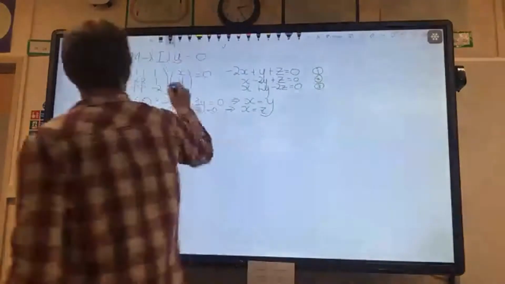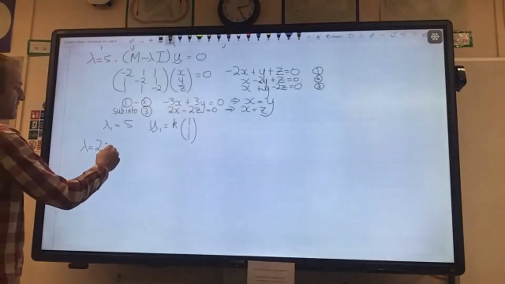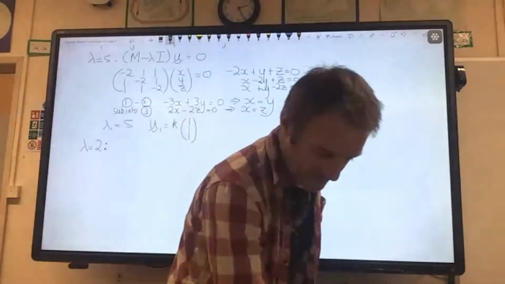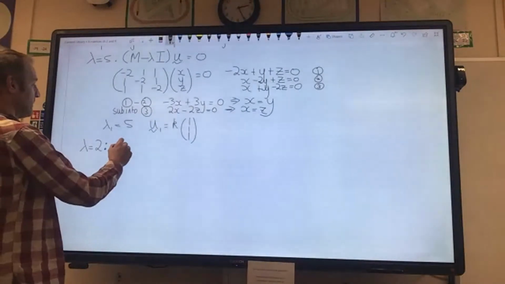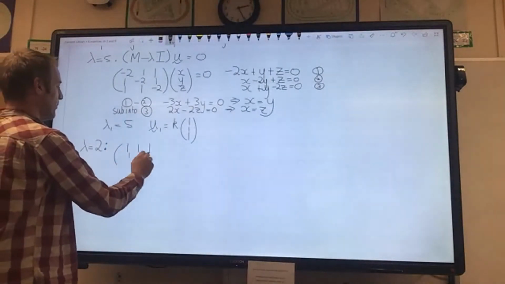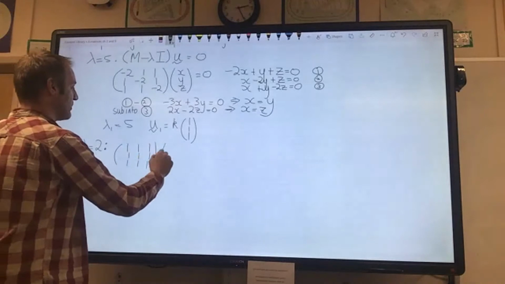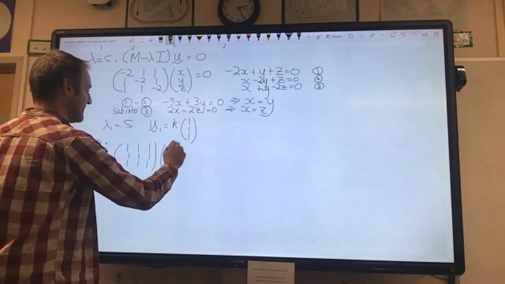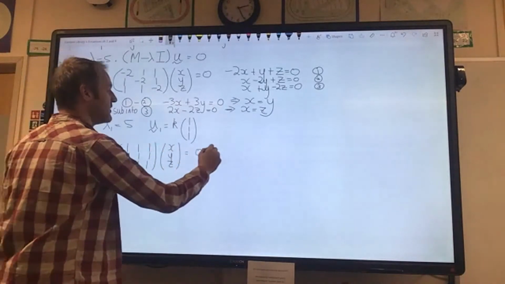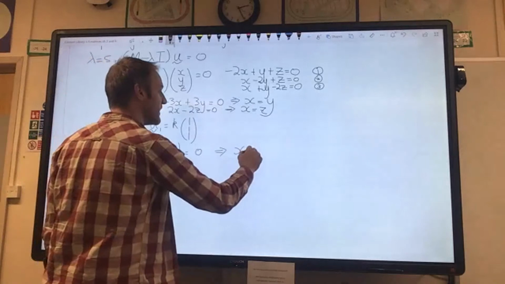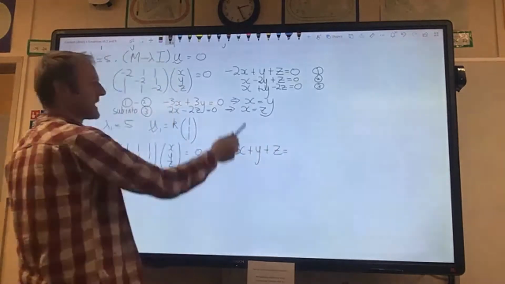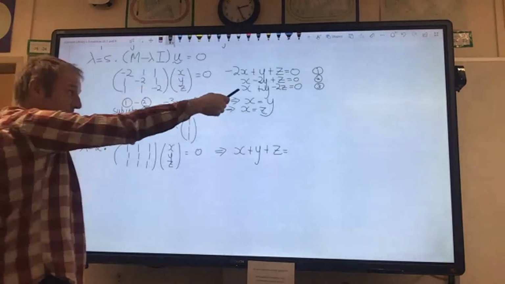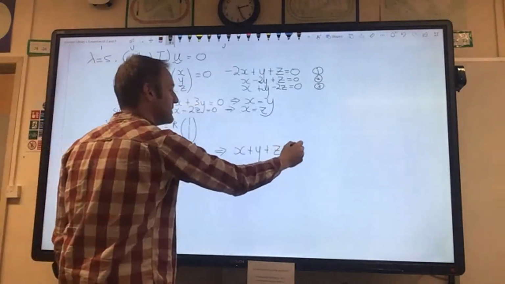Okay, so Ethan, what have you done so far then? Well, I've got the matrix here of all ones, so 1, 1, 1, 1, 1, 1, 1, 1, 1, times x, y, z equals x plus y plus z. So you get one equation, don't you? Whereas before we were getting 3 equations. In fact, it was only 2 independent equations.